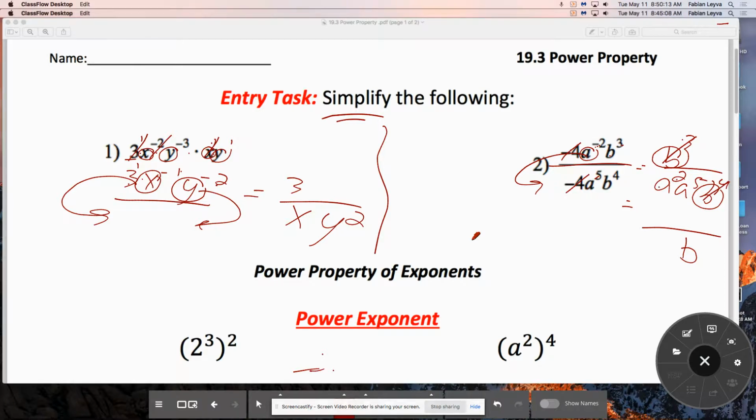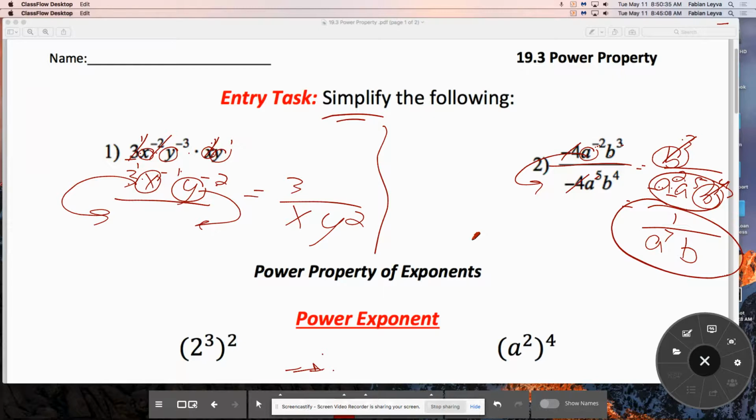Notice you have an a to the 2 times an a to the 5th. What are these two bases doing to each other? They're multiplying, but you would add the exponents, right? So your a stays the same, your base, you add the exponents, 2 plus 5 is 7. Don't forget that this is all going along in the denominator, so you still need that 1 up there in the numerator. So that is what we covered yesterday.